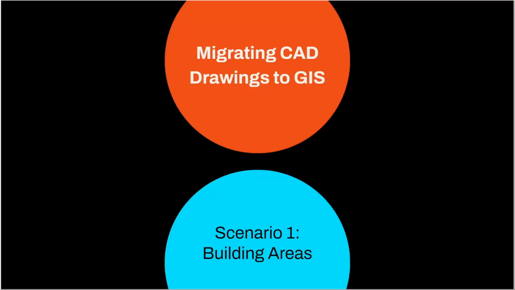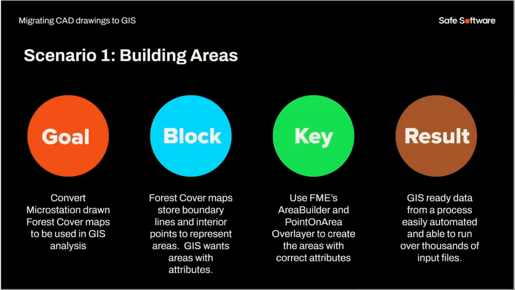All right, so I'm going to jump into our first scenario here. This was actually also the first data challenge that SAFE and FME ever tackled, so a bit of history there. And the story here is that we have some forest cover maps that were drawn in MicroStation that we want to use in GIS analysis. The problem was that in MicroStation, these boundaries are represented using lines and points. The points have the attribute data attached to them, but in the GIS, we just wanted the polygons with the attributes. So to do this, we will of course be using FME, in particular our area builder and point on area overlayer transformers, in order to create those areas and then assign them the appropriate attributes.